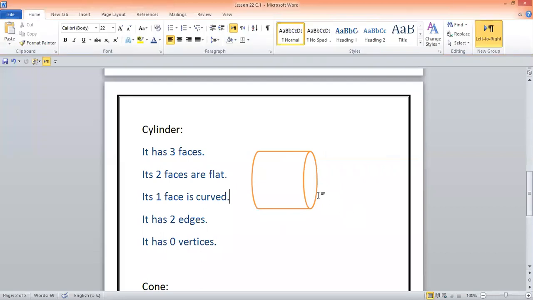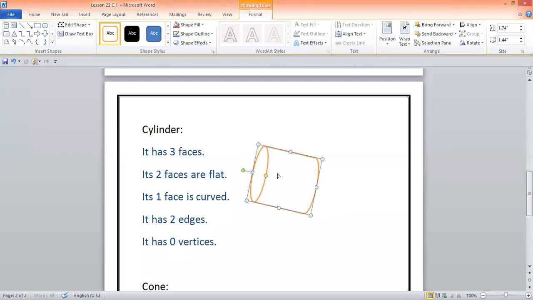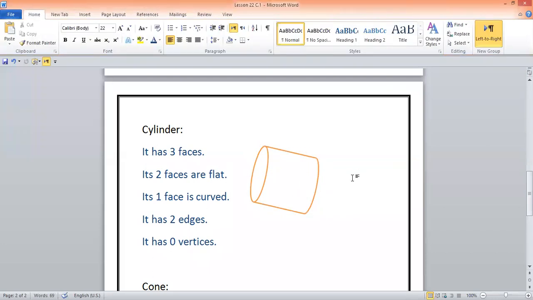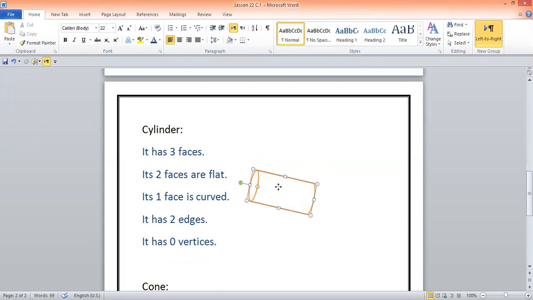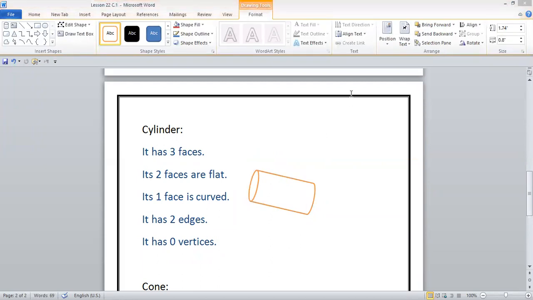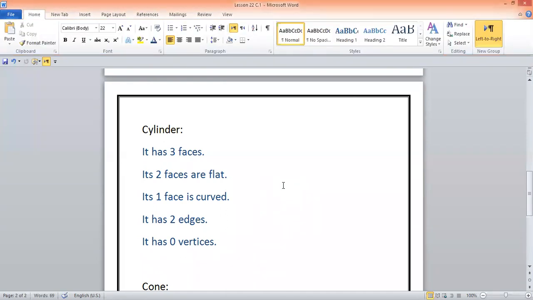This is also a cylinder. Two flat faces and one curved face. This is also a shape of a cylinder. Clear, guys? Can you identify cylinder shapes now? Very good. So you can now identify different cylinder shapes.